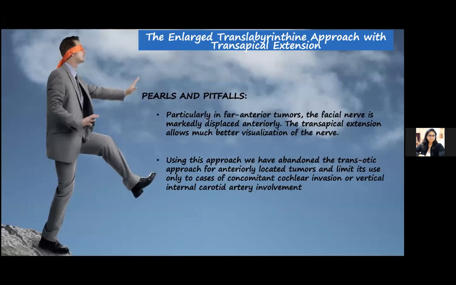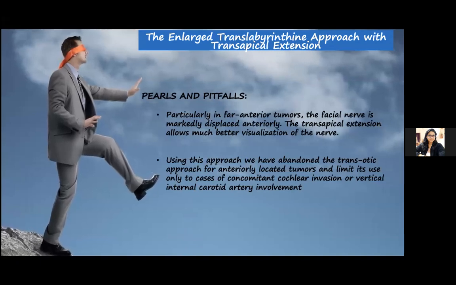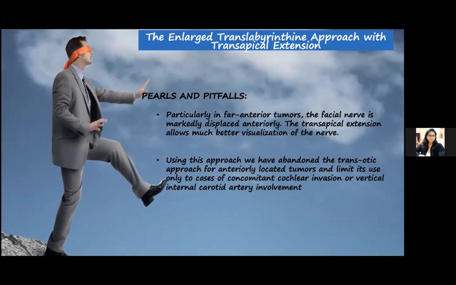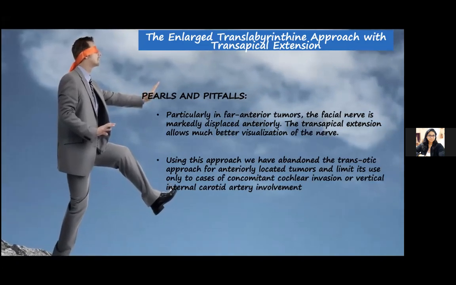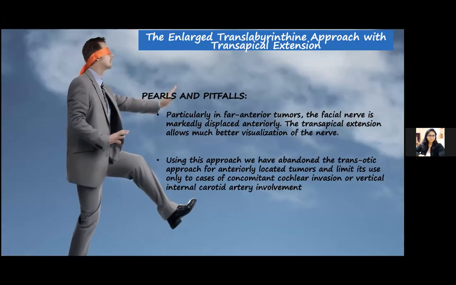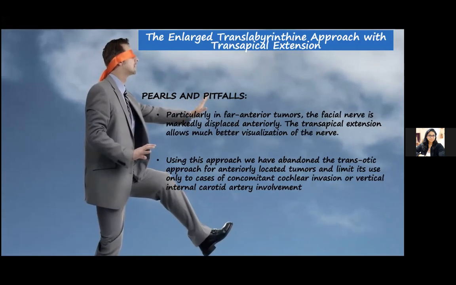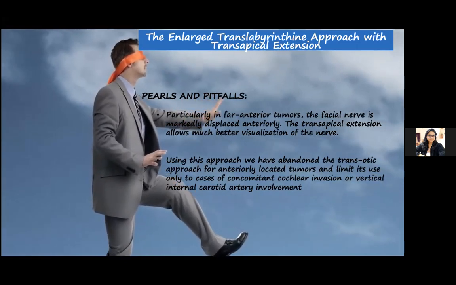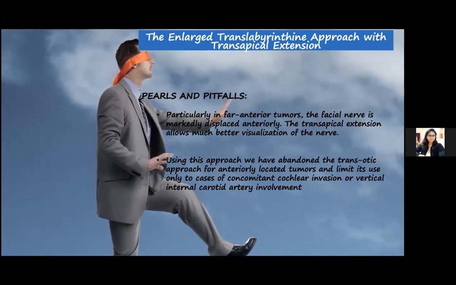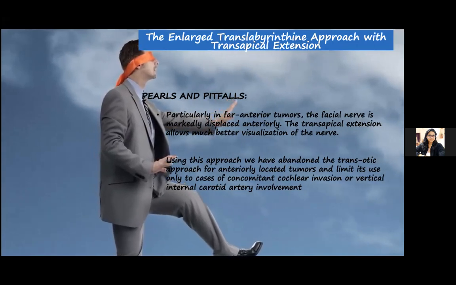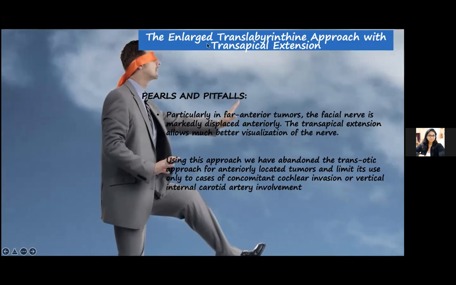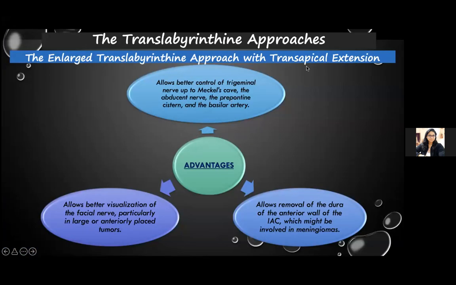Now, another thing is, particularly in far anterior tumors, the facial nerve is markedly displaced anteriorly. So transapical extension allows much better visualization of the nerve. And also using this approach, we have abandoned the transotic approach for anteriorly located tumors and limit its use only to cases of concomitant cochlear invasion or vertical internal carotid artery involvement. Since the translabyrinthine approach gives some more anterior exposure, we can avoid drilling out the cochlea. So that is another advantage of this transapical extension.